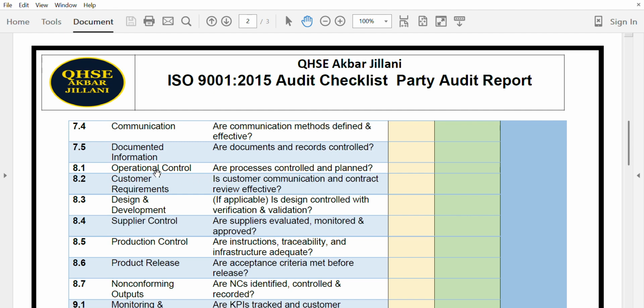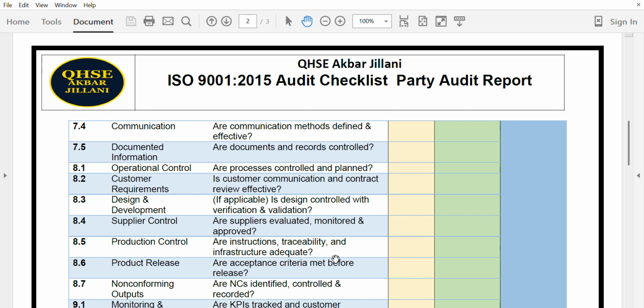Now operational control. Are processes controlled and planned? Customer requirements. Is customer communication and contract review effective? Design and development, if applicable. As I told you at the start in 4.3, this is applicable or not applicable. Now supplier control. Are suppliers evaluated, monitored and approved? 8.5 Production control. Are instructions, traceability and infrastructure adequate?